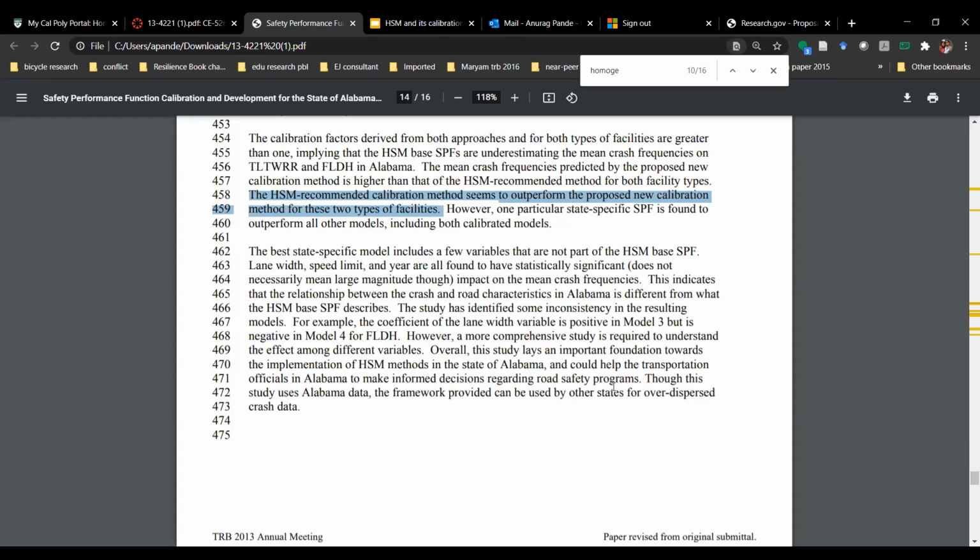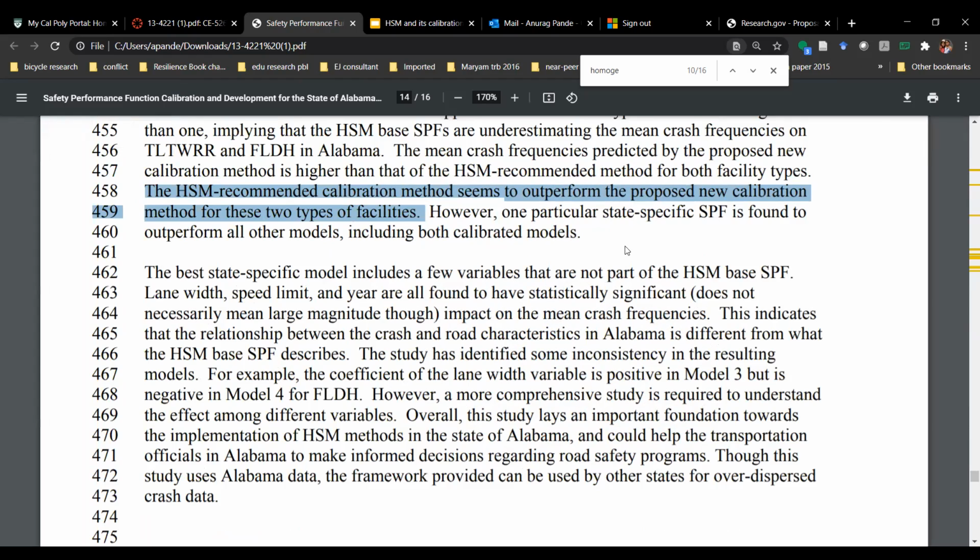Perfect. And then in the very next sentence, they said one site-specific, state-specific SPF is found to outperform all other models. But that's not an approach that they recommend, because obviously, if you're agency personnel looking to do a quick benefit cost analysis, no one would expect you to churn out some statistical analysis package and develop your own SPF. Even though developing your own SPF is really good, that's not something you expect agency personnel to do every time they need to do a benefit cost analysis for writing a grant or whatever. That's not realistic. So we need good calibration procedures, and it looks like the HSM calibration procedure is good enough.